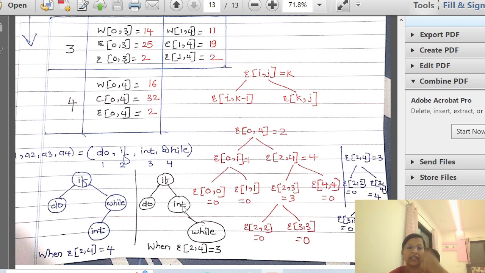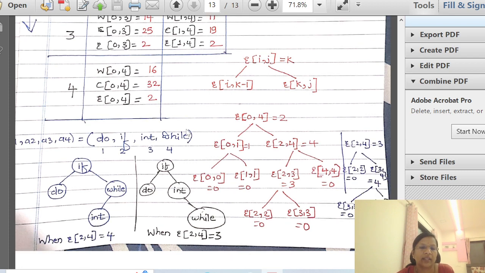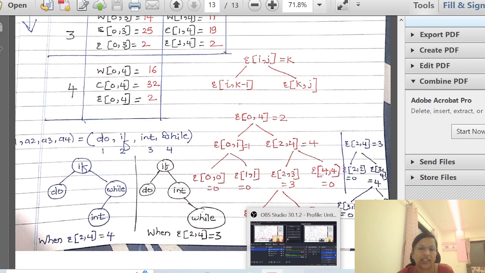And if I take int here, that is the third key, then the fourth key should be there on the right hand side. So here we can see r of 3, 4 is 4. So the fourth key will be there on the right hand side. And if I take while here, that is the fourth key, then we can see 4 left is 3 here. So 4 is while, and while left is the third key, that is int. So this is how the final optimal binary search tree can be drawn.